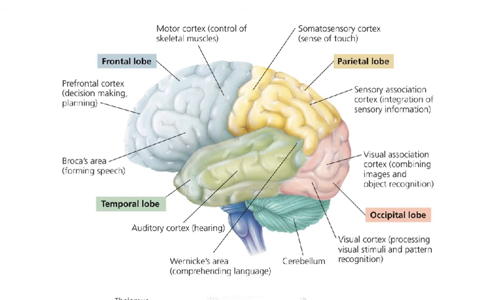Oh, I also wanted to mention that in the temporal lobe, there is this area called Wernicke's area, and that has to do with language comprehension. So if you have an injury in your Wernicke's area, you might not be able to understand what people are saying, but you might still be able to talk.